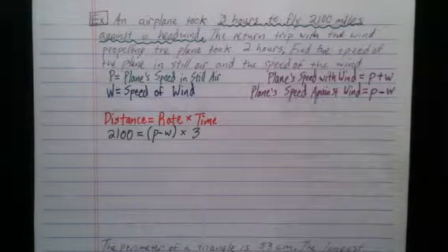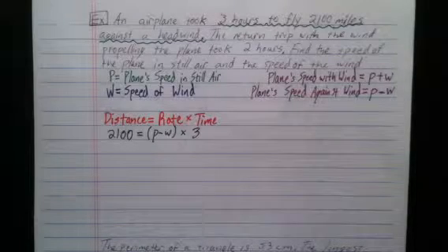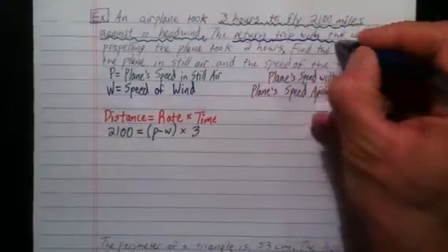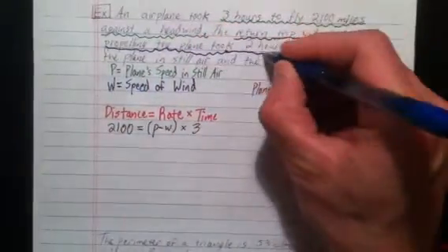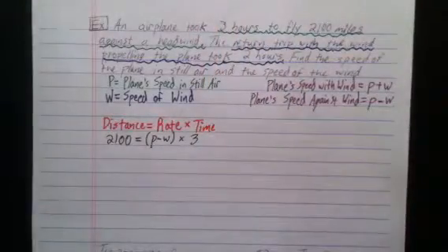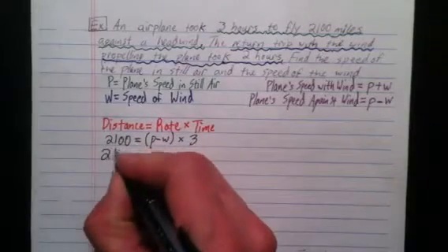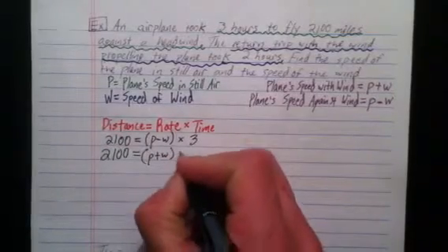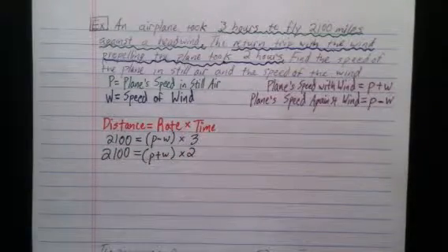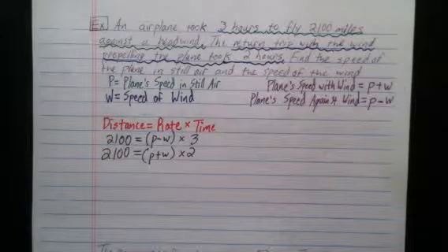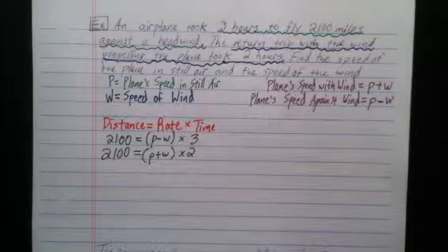We can then use another equation representing the plane ride back. The return trip with the wind propelling the plane took only 2 hours. Okay. So that formula would look like 2,100 equals P plus W times 2 hours. So distance equals a rate of P plus W since it had the aid of the wind at its back, and that trip only took 2 hours, so times 2.